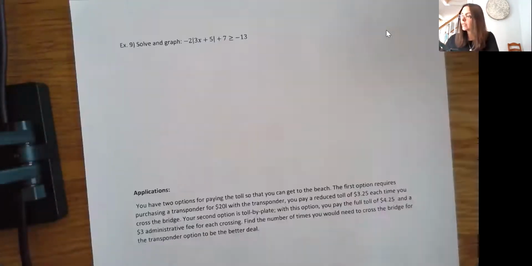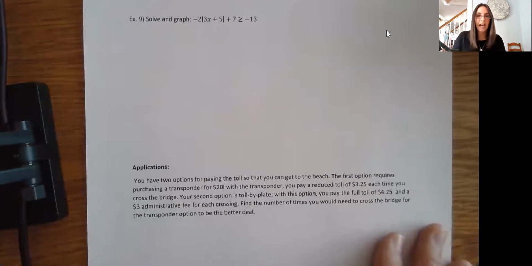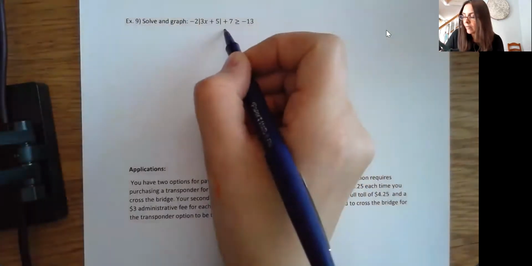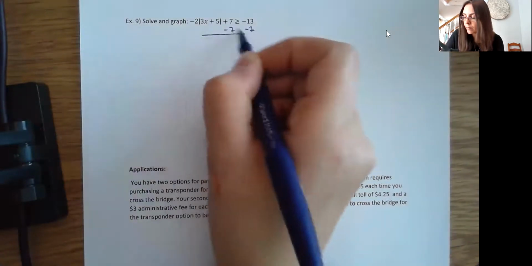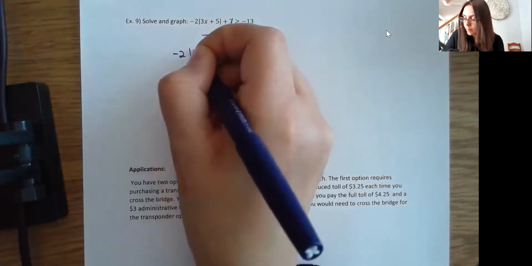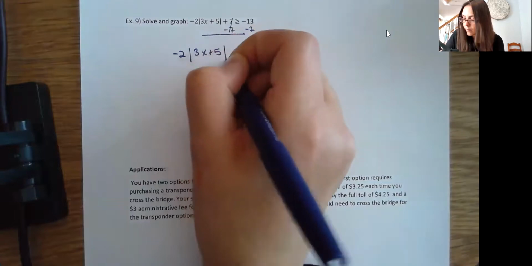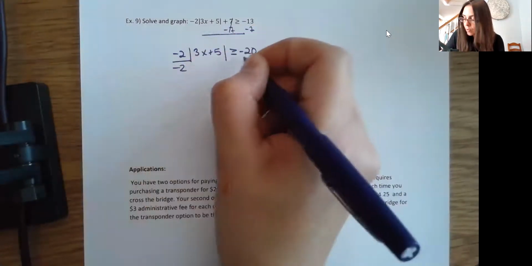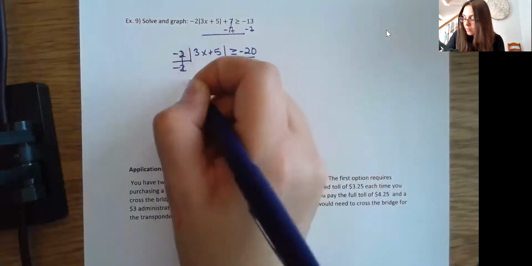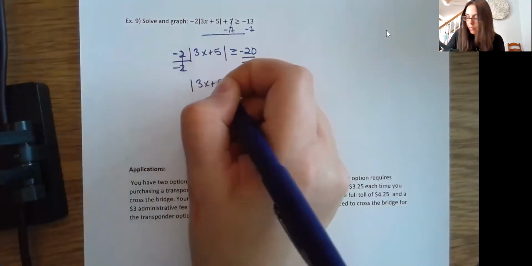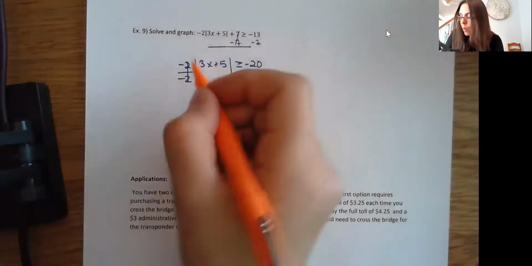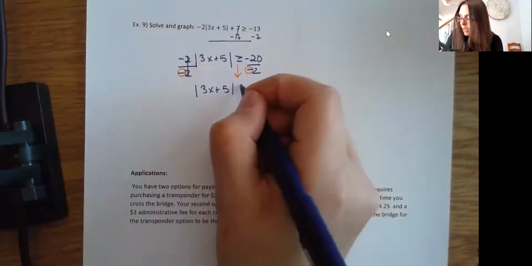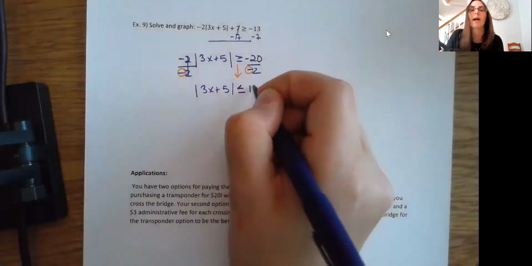Okay. Now, our next example is a little bit more challenging. We do have to isolate that absolute value first. So I'm going to subtract the 7 from both sides. And then I'm going to divide by that negative 2. And because you are dividing by a negative, it's still an inequality, so you're going to go ahead and flip that inequality sign. So it becomes less than or equal to, and this is positive 10.